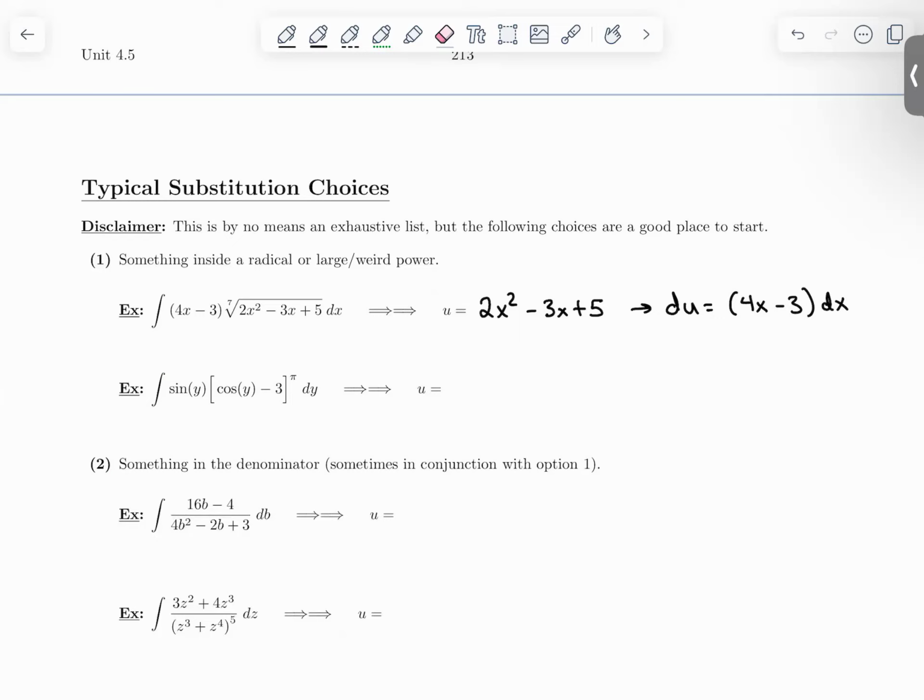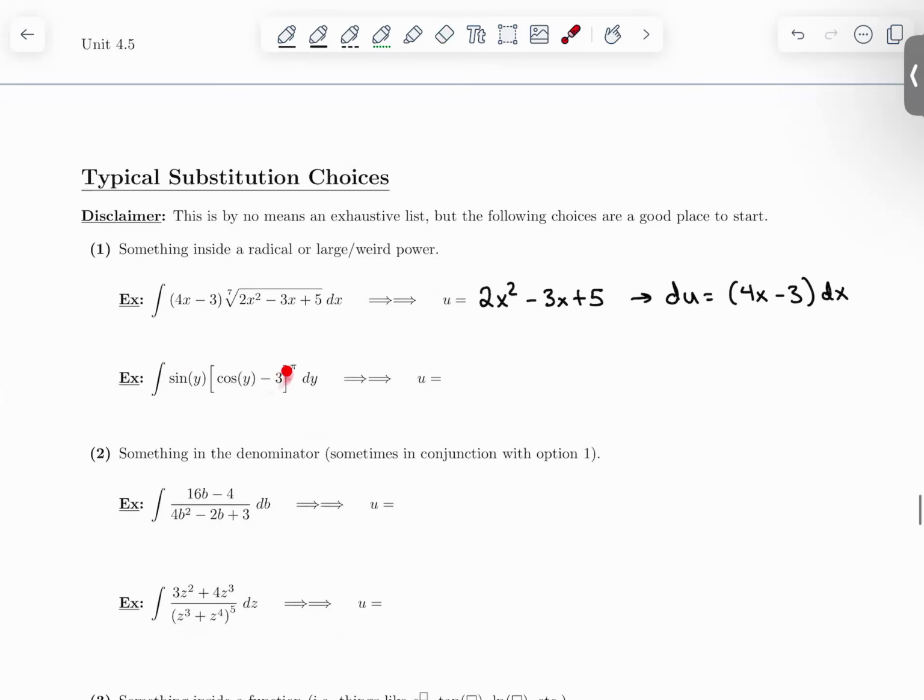With the second one, this is the integral of sine of y times cosine of y minus 3 to the pi. So a good option here would be cosine of y minus 3. That's the thing inside of a large or a weird power. So we'd make u equal to cosine of y minus 3, and that would mean that du would equal negative sine of y dy. If you want to, try and solve this one and you will eventually get to the right answer. That is the first suggestion.